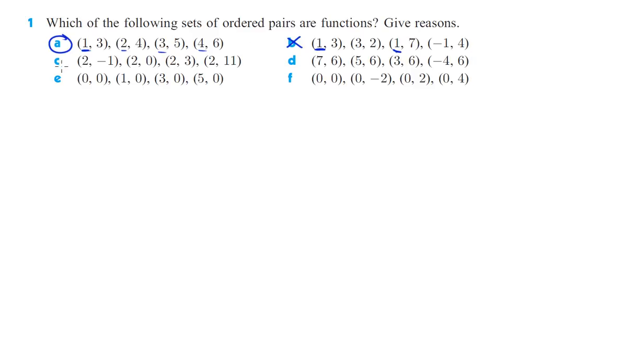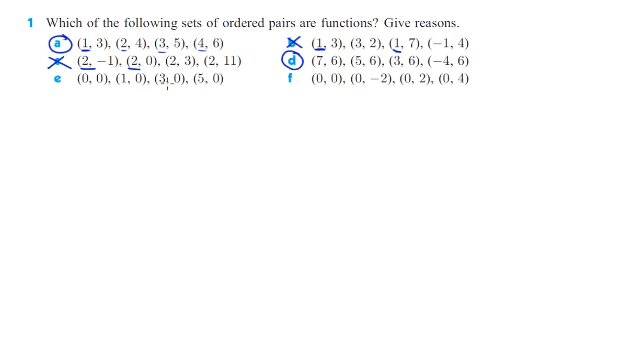Okay. C, let's see, we've got (2, -1) and (2, 0). So again, you have an X that has two different Y's. Actually, an X has 4 different Y's, so this one's definitely not a function. Okay. 7, 5, 3, and -4. None of those X's match, so those are all going to be functions.